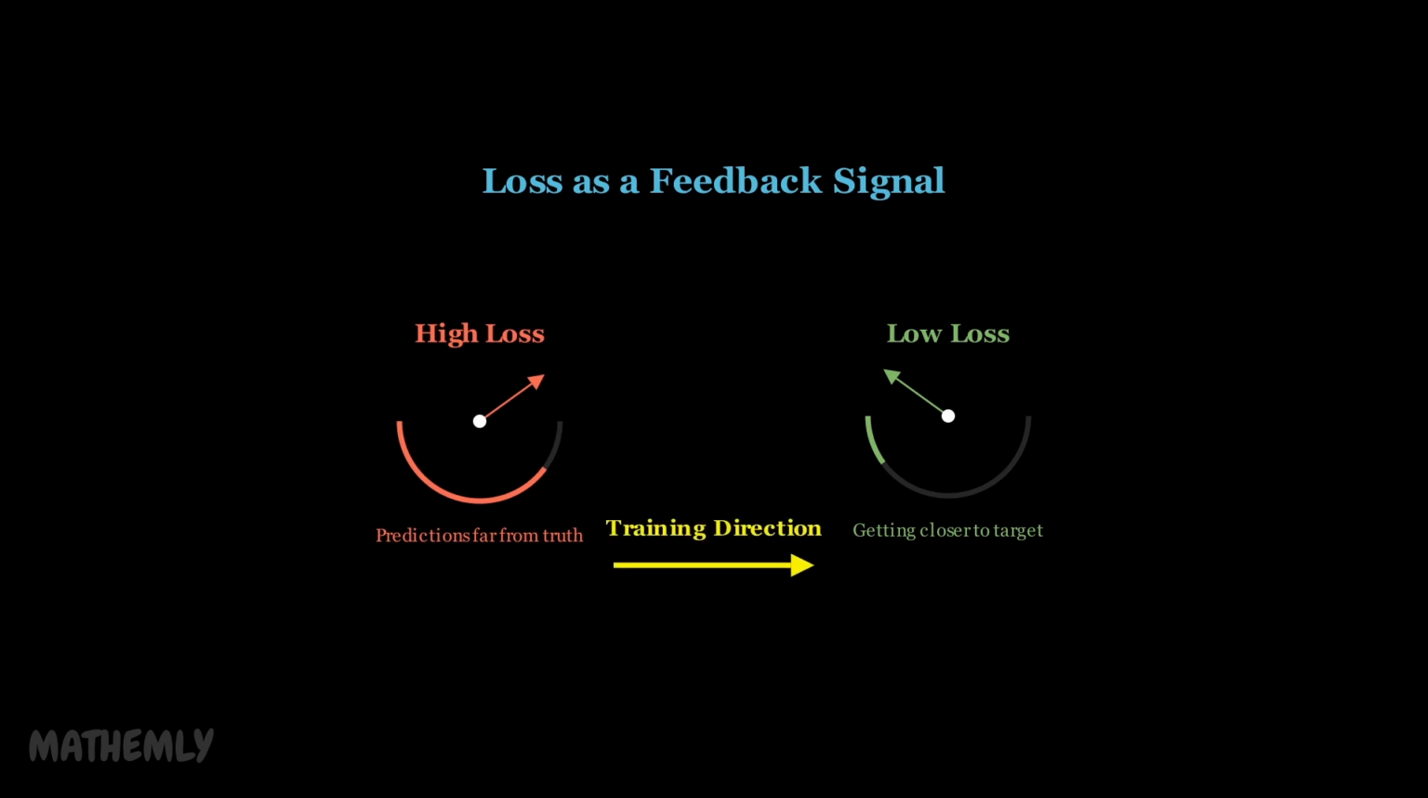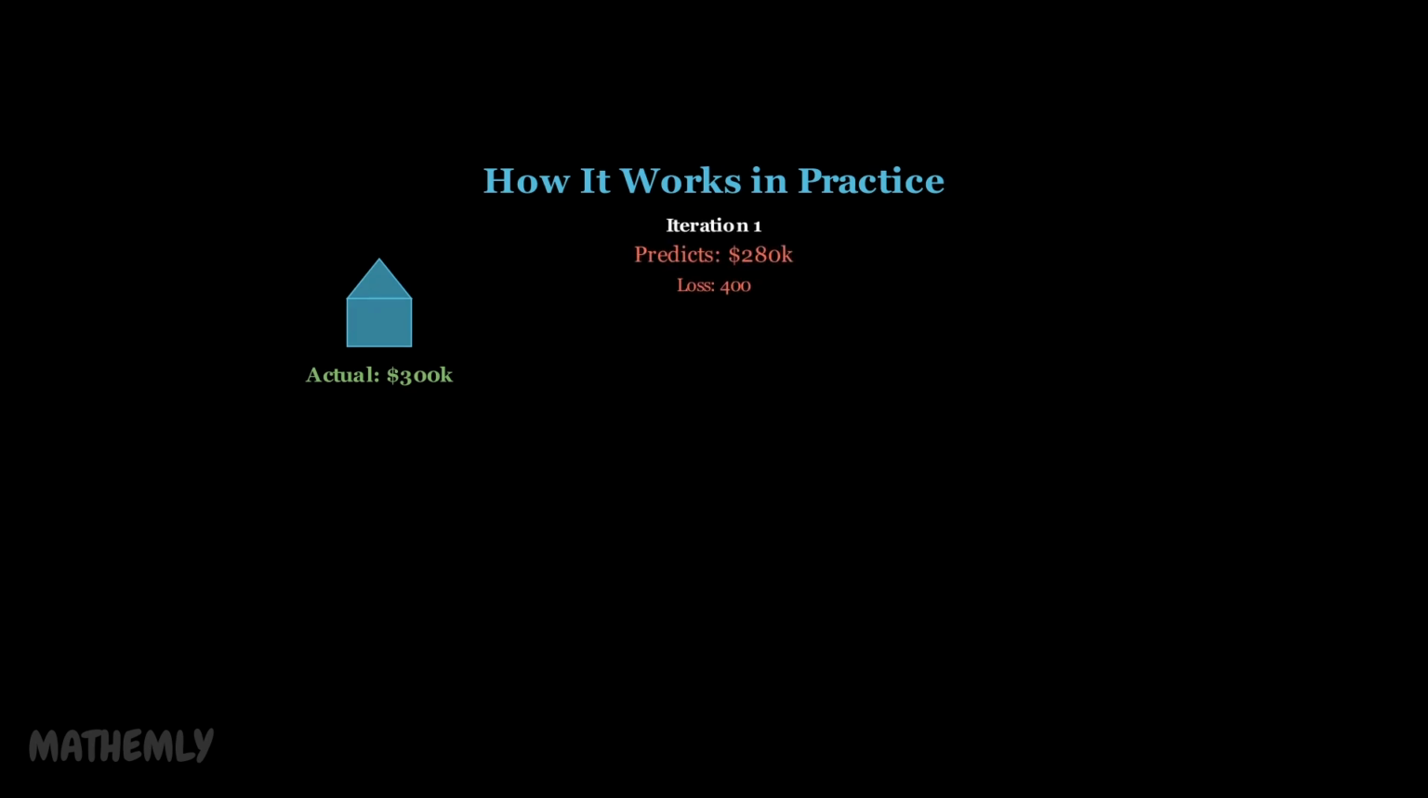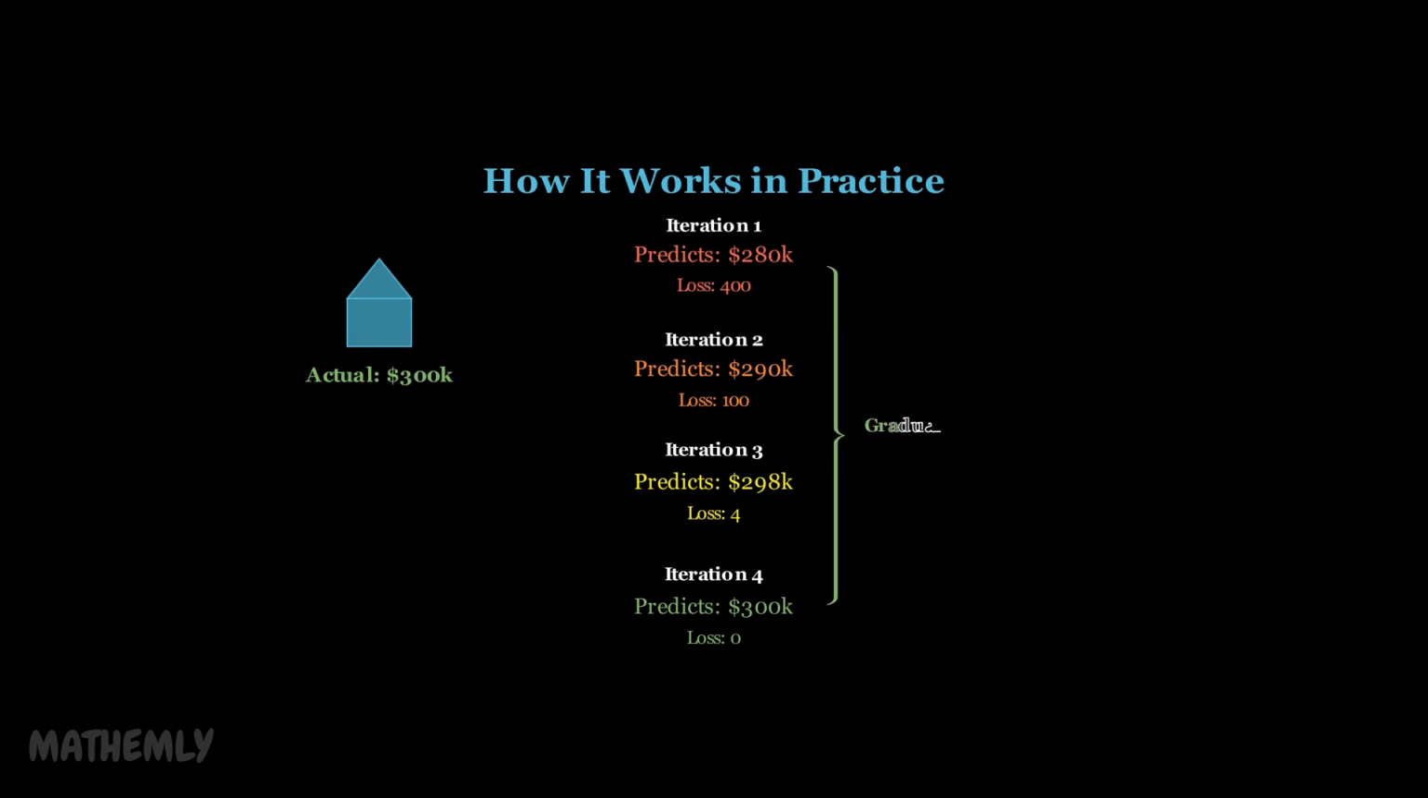Here is how it works in practice. The network makes a prediction. Let's take the same example. It estimates the house price at $280,000 when the real price is $300,000. It measures that difference as the loss. Then, in the next round, it slightly adjusts its internal parameters to improve the next prediction. Maybe now it predicts $290,000. With each iteration, the network learns from its mistakes, gradually closing the gap between predicted and actual values.